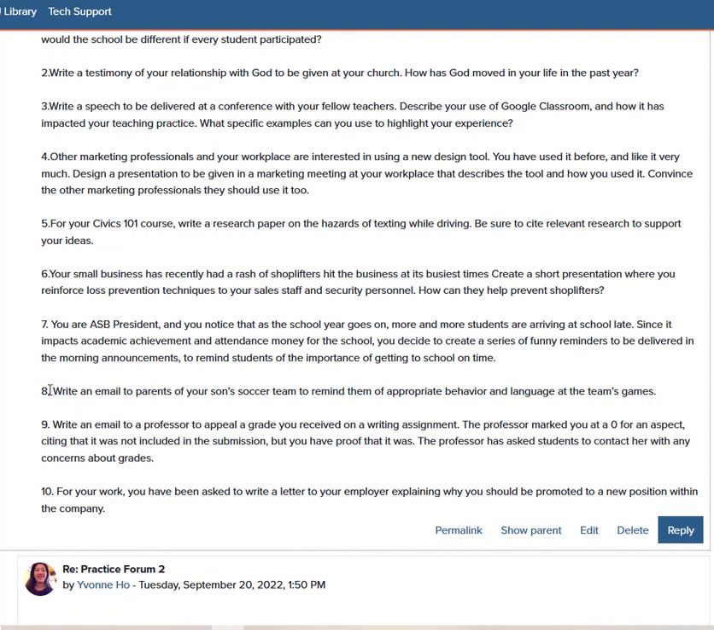Number 8, you're going to write an email to parents of your son's soccer team to remind them of appropriate behavior and language at the team games. Number 9, write an email to a professor to appeal a grade you received on a writing assignment. The professor marked you a 0 for an aspect citing that it was not included in the submission, but you have proof that it was. The professor has asked students to contact her with any concerns about grades.